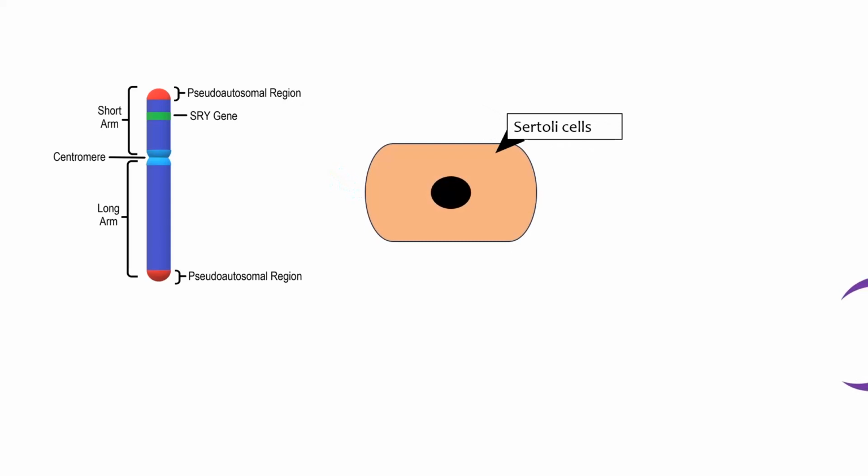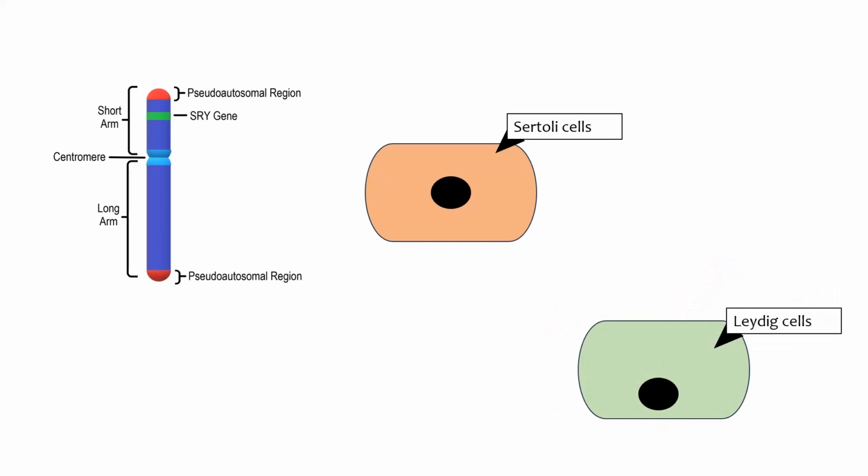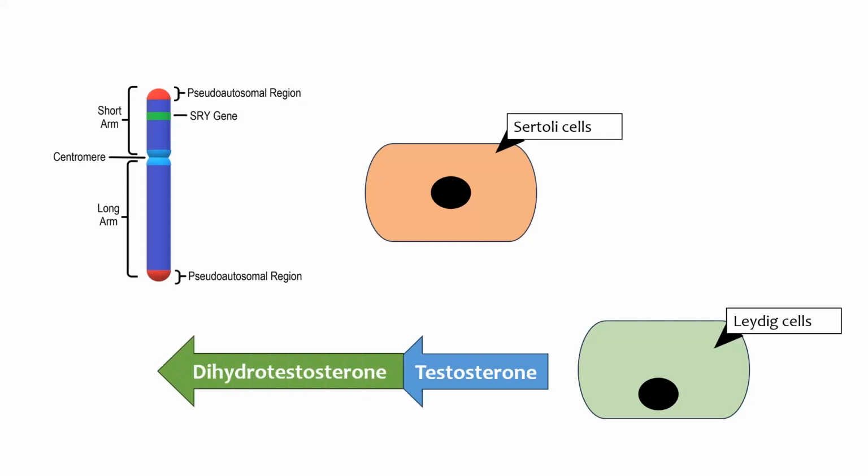The precursor cells recruit mesenchymal cells to form Leydig cells and testicular endothelial cells. Once established, testosterone and dihydrotestosterone, which is a derivative of the testosterone, are secreted to further assist in male gonad genesis.